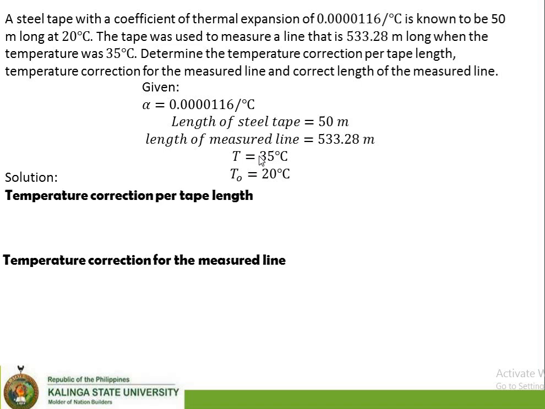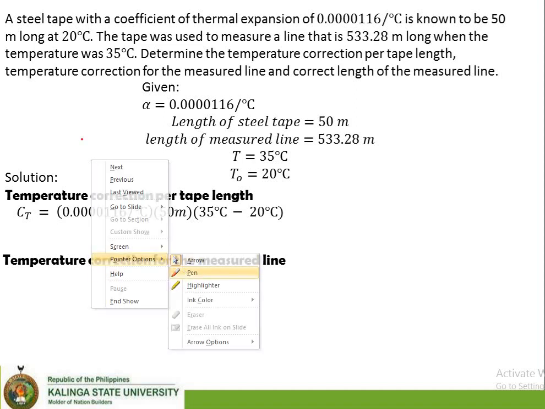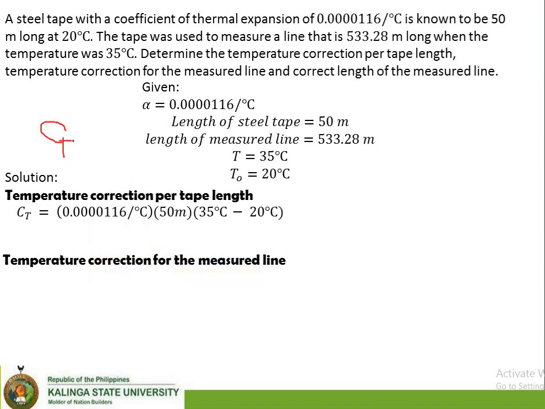First unknown, temperature correction per tape length. So, ang equation natin ulit for the correction due to temperature is alpha L (T minus T0). Right? So, our alpha is this one. Our L is 50. Our T is 35 and T0 is 20.